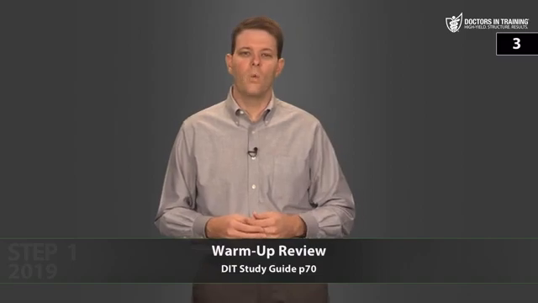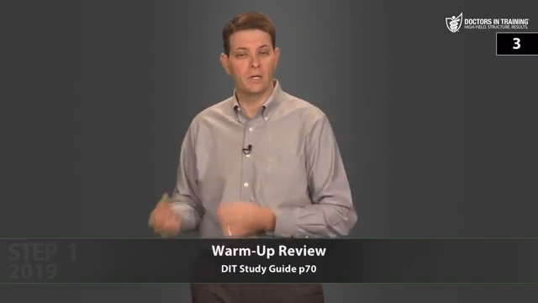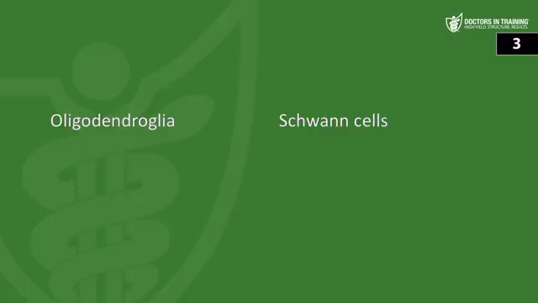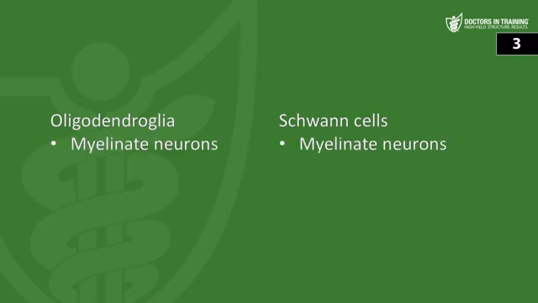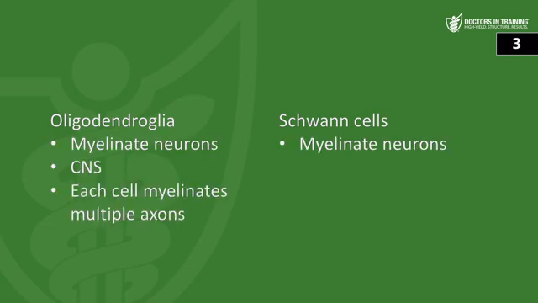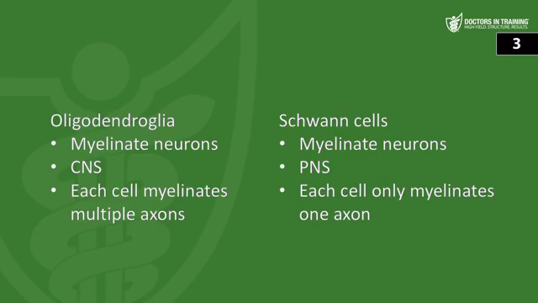And the last one, what are the differences between oligodendroglia and Schwann cells? These are both types of cells that myelinate neurons. Oligodendroglia are found in the CNS, and each cell myelinates multiple axons. Schwann cells are found in the peripheral nervous system, and each cell only myelinates one axon. And remember, peripheral nervous system axons are very long, so each axon has multiple Schwann cells myelinating it.